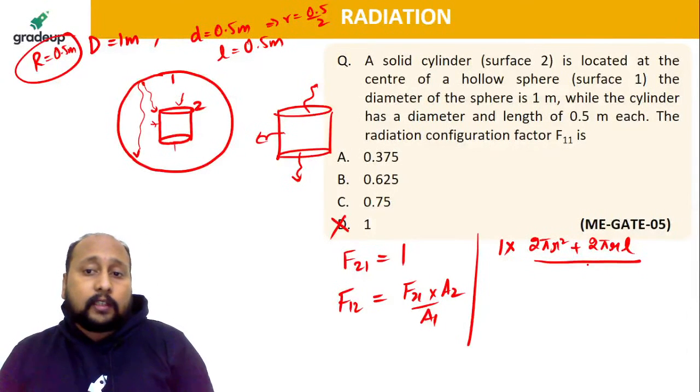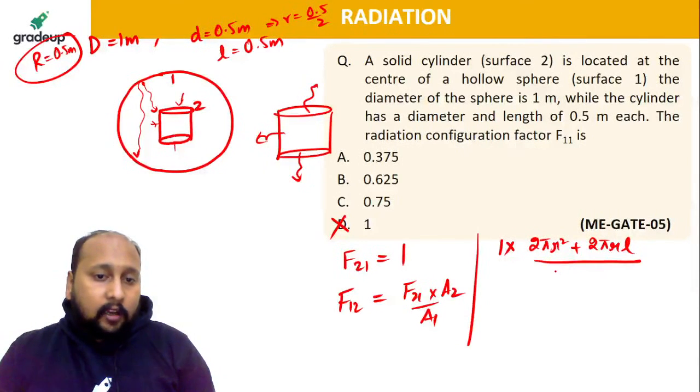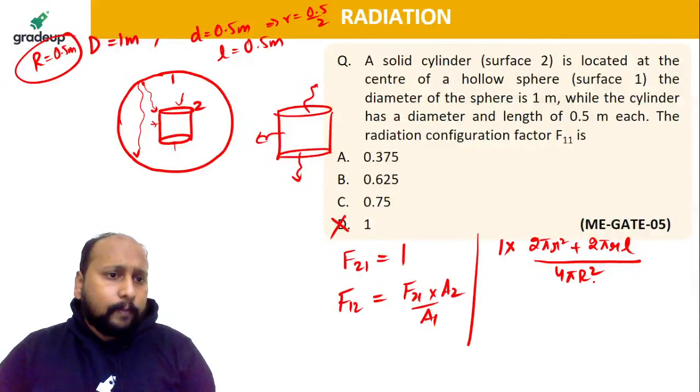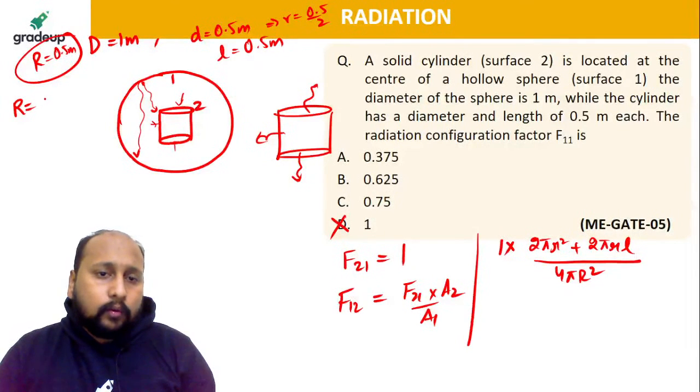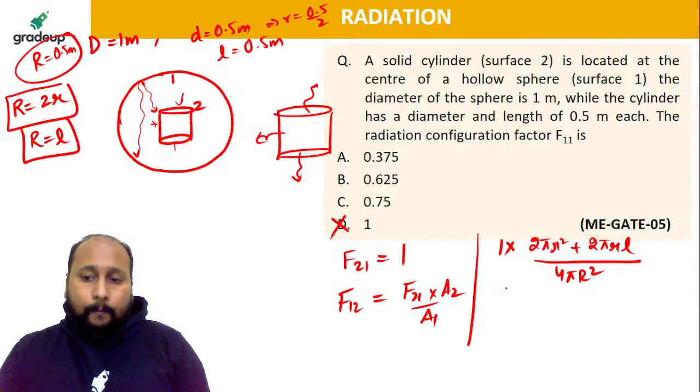What is the area of a sphere, hollow sphere? It will be 4 pi capital R square. And also we can say capital R is equal to twice small r, and also capital R is equal to L, so that our calculation becomes very easy.